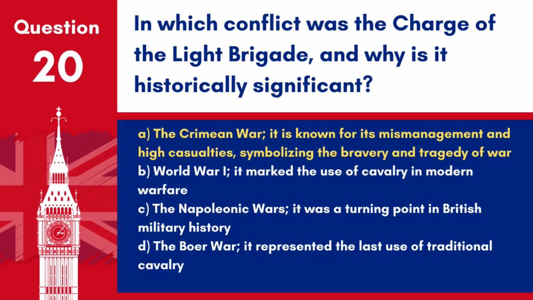Answer: A. The Crimean War. It is known for its mismanagement and high casualties, symbolizing the bravery and tragedy of war. The charge of the Light Brigade during the Crimean War in 1854 is historically significant for its disastrous outcome due to miscommunication, highlighting the perils of wartime mismanagement and the valor of the cavalrymen.